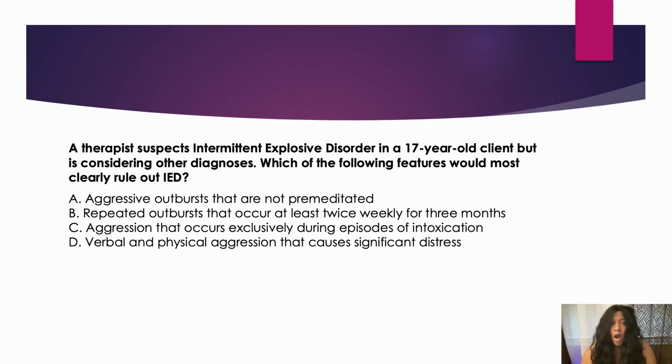A says aggressive outbursts that are not premeditated. Okay, let's take a look at B. Repeated outbursts that occur at least twice weekly for 3 months. Okay, let's take a look at C. Aggression that occurs exclusively during episodes of intoxication. Okay, let's take a look at D. Verbal and physical aggression that causes significant distress. Now, let's go back and take a look at all of these.